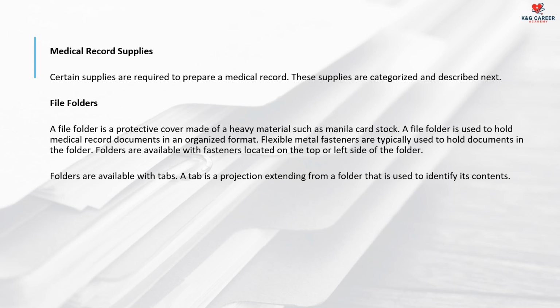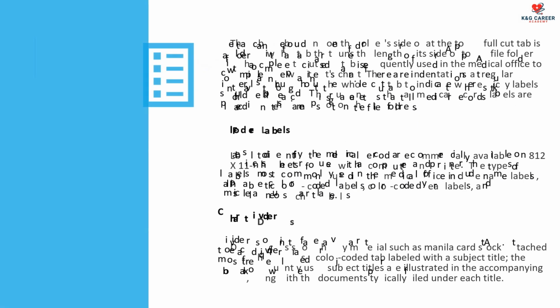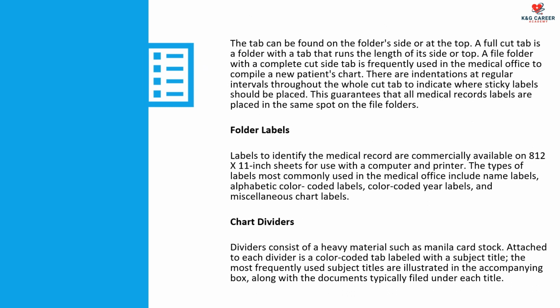Folders are available with tabs. A tab is a projection extending from a folder that is used to identify its contents. The tab can be found on the folder's side or at the top. A full-cut tab is a folder with a tab that runs the length of its side or top.